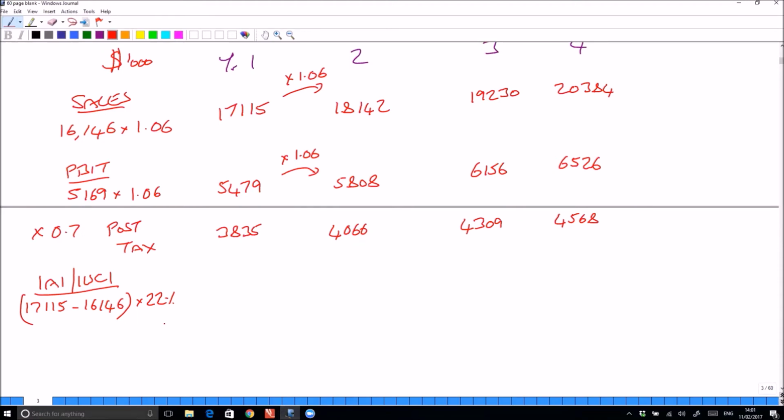And I think that becomes how much? I think 213. And that's a negative. We're taking it away. Good. What could we do? And for year two, we could calculate it in exactly the same way. 18,142 minus 17,115 times the 22%. The year two sales minus the year one sales multiplied up by the 22%.